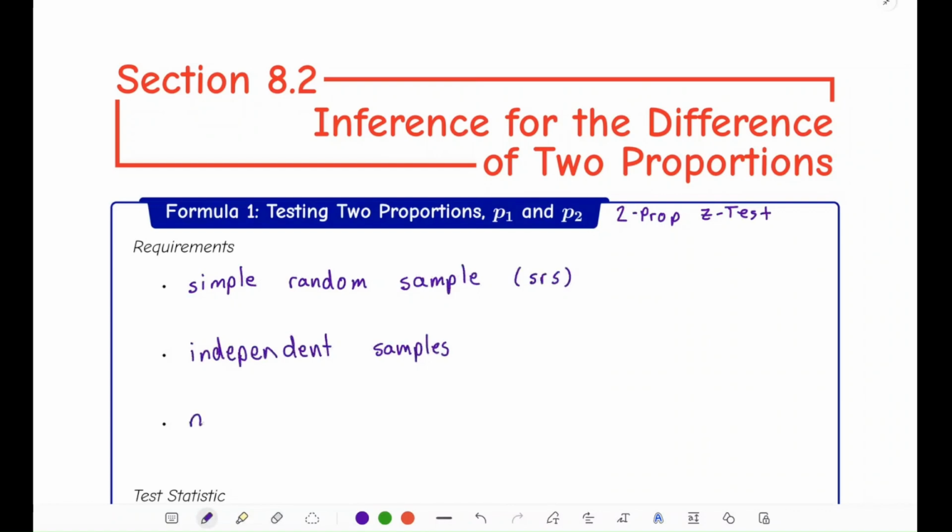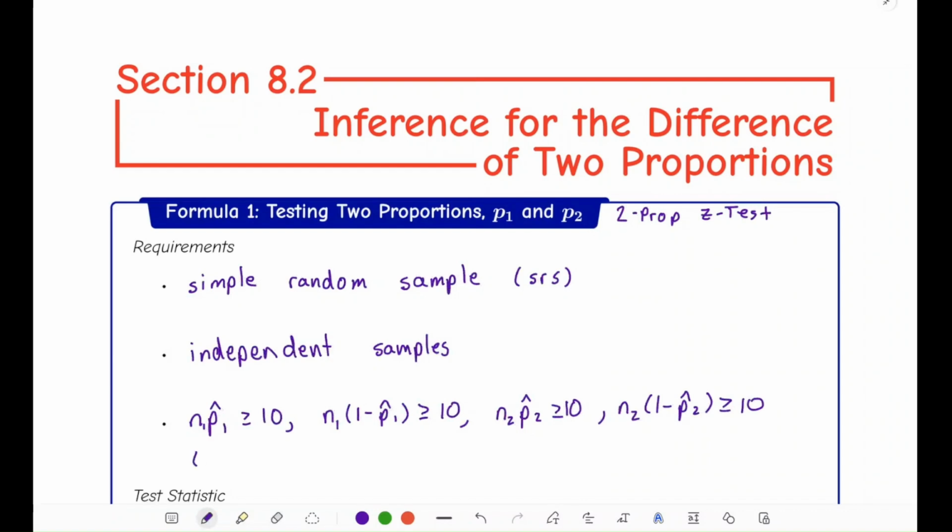And then the number of successes in sample 1 has to be greater than or equal to 10. The number of failures in sample 1 has to be greater than or equal to 10. The number of successes in sample 2 has to be greater than or equal to 10. And then the number of failures in sample 2 has to be greater than or equal to 10. Oftentimes, I'll call this third requirement the size requirement.